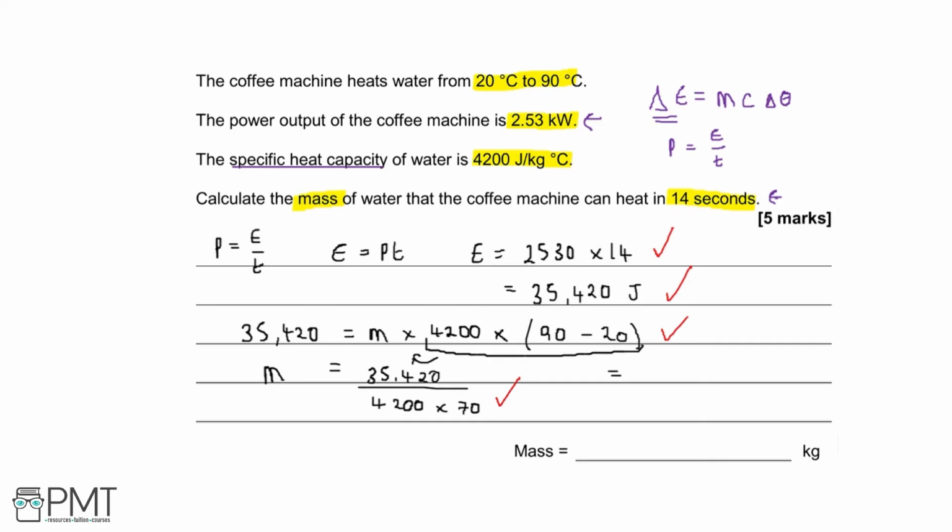So when we put this into our calculator, we get that m equals 0.12047, etc. It's a recurring number, but all we need to do is put this to two significant figures, because the lowest number of significant figures that they've given us in this question is 2. So therefore m equals 0.12 kilograms. They've already given us the unit, so we get our final and fifth mark from stating that the mass therefore equals 0.12 kilograms.